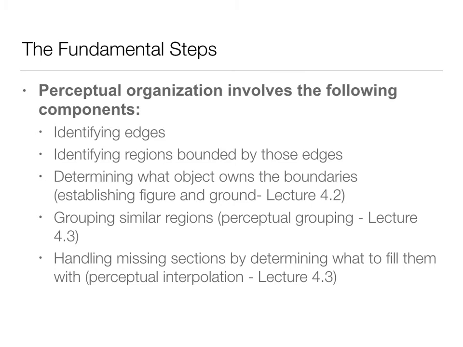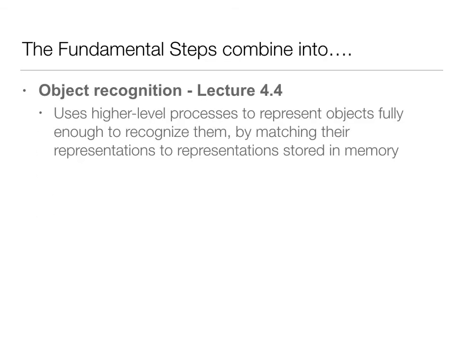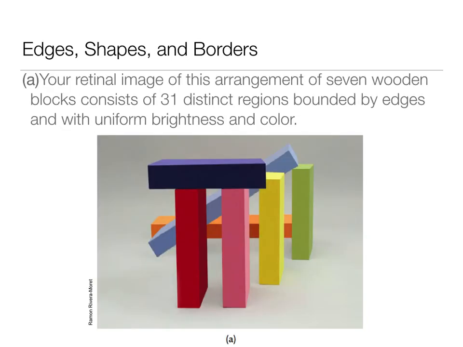We put all these perceptual organization steps together. We identify the edges and the boundaries and figure out what's the background and what's the object. We've grouped these things. We can fill in any missing things, such as from image clutter. And finally, we'll get to object recognition, which we'll talk about in the last lecture. This is that higher level processing where we can fully recognize the object by matching it to its representation from our stored memory. So to begin this process, again, the first 2 steps were about edges.